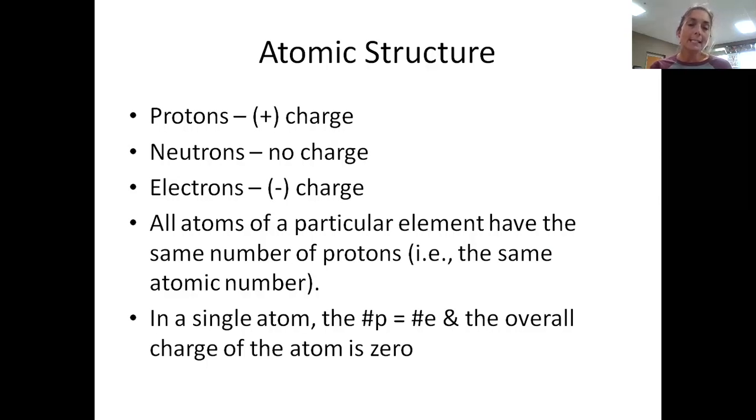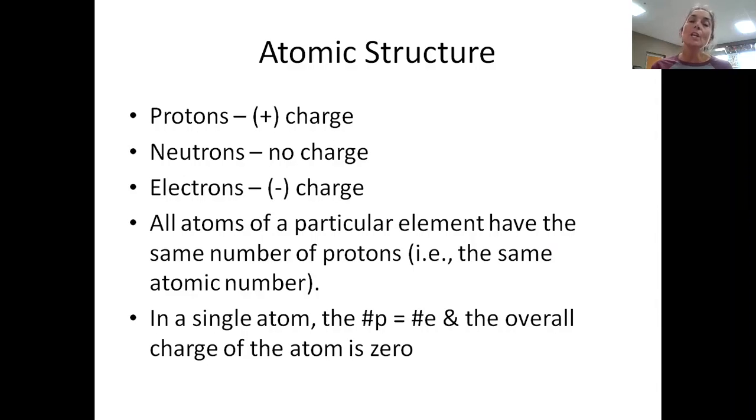Now, this last line here is talking about how in a single atom, the number of protons is equal to the number of electrons, and the overall charge of the atom is 0. So your 3 blanks on that last line there are protons. Number of protons is equal to the number of electrons, second blank, and the overall charge of the atom is 0.